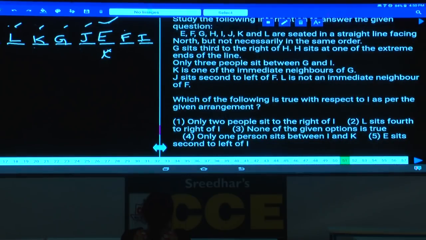Then question number 51. Which of the following is true with respect to I as per the given arrangement? Only 2 people sit to the right of I is false because I is at the right extreme. L sits 4th to the right of I, that is false. L sits 1, 2, 3, 4, 5, 6th to the left of I. Next one. Only one person between I and K, that's also false. E sits second to the left of I. E is seated second to the left of I is definitely true. Then what is your answer here? Choice 5 is the answer. Question number 51, it is choice 5.